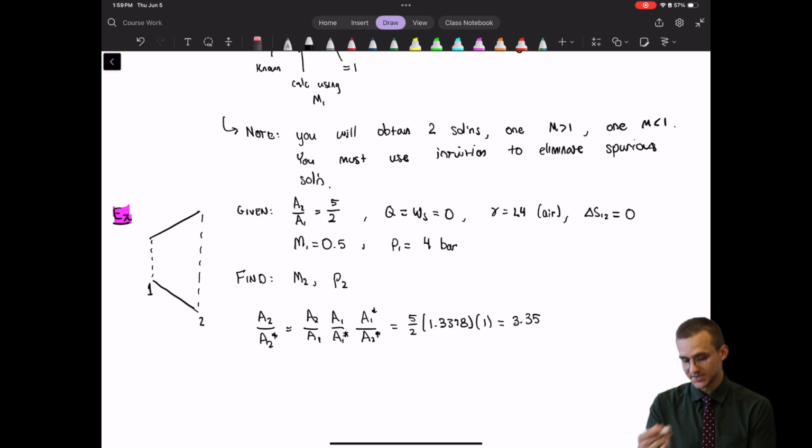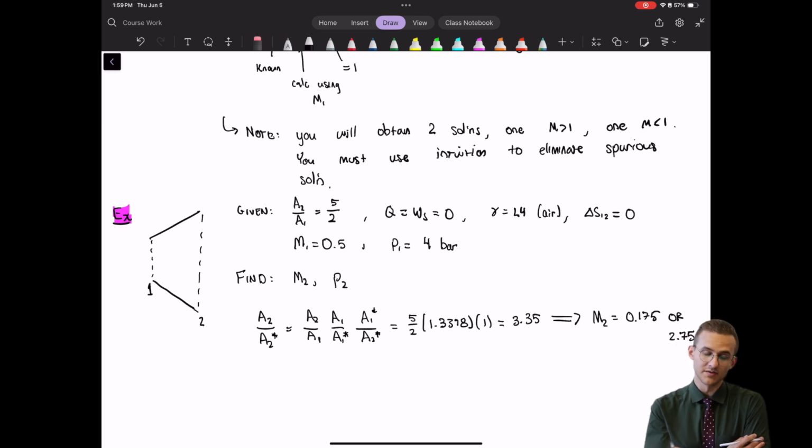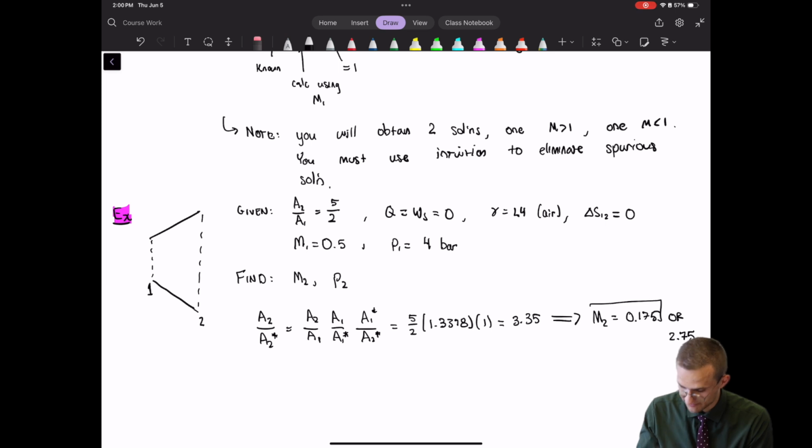If you go into the tables and look that up, that tells you that M2 is equal to 0.175 or 2.75. Which one of those is the correct answer? Like I was just saying before, if you're starting subsonic, you're not going to suddenly reach a supersonic Mach number in either a strictly converging or strictly diverging nozzle. So we know that the 2.75 solution is the spurious one, and that M2 is equal to 1.75.